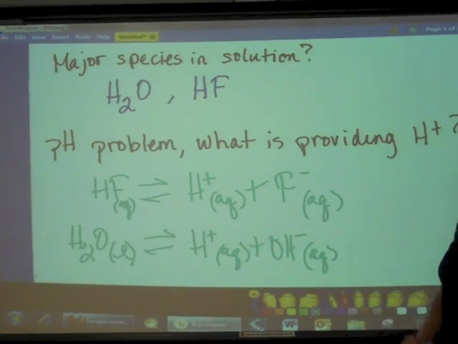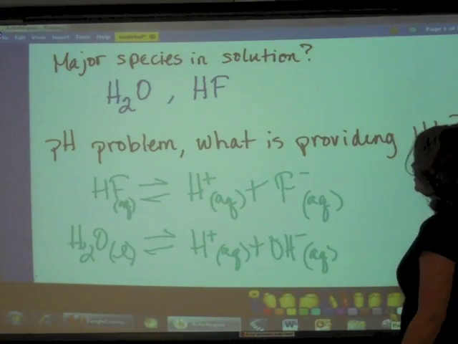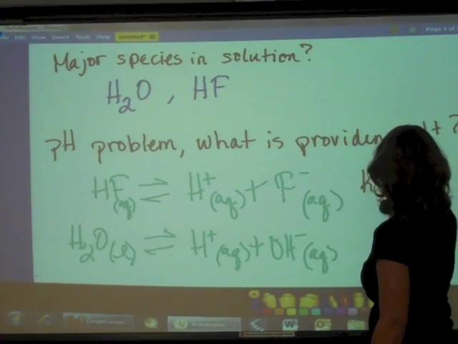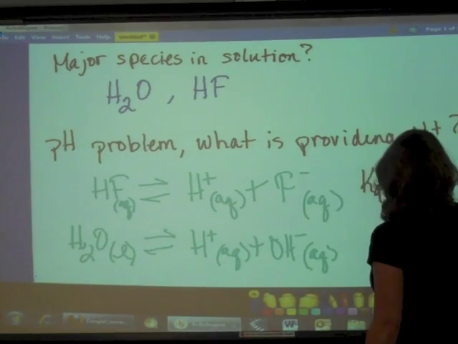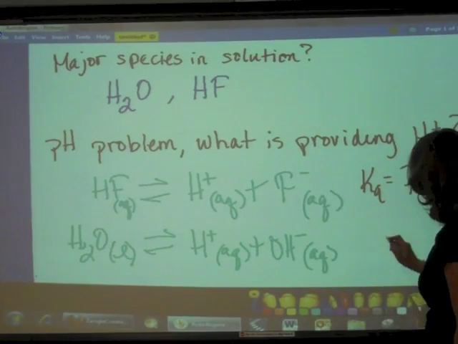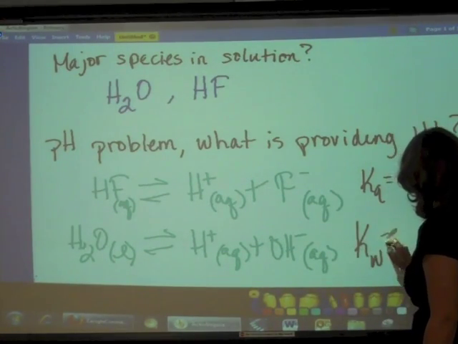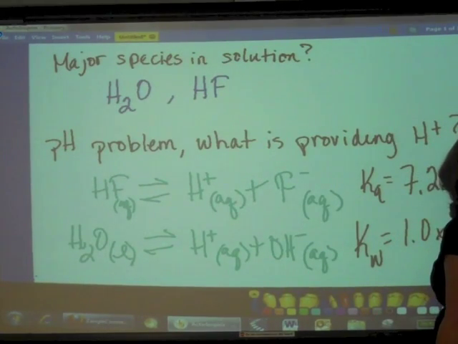Okay, so which of those two is going to be contributing more hydrogen ion to the solution? Well, to get a clue, we're going to look at their Ka's, or their K values. In this case for water, it's going to be Kw. So for HF, the Ka is equal to 7.2 times 10 to the minus 4th. And for water, our Kw is 1.0 times 10 to the minus 14th.